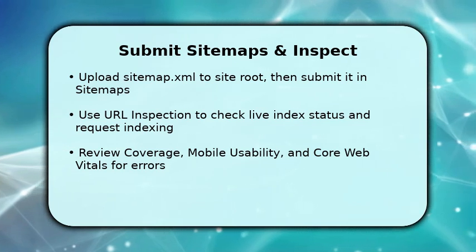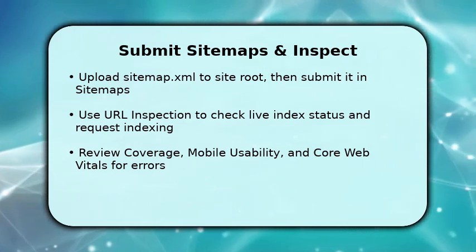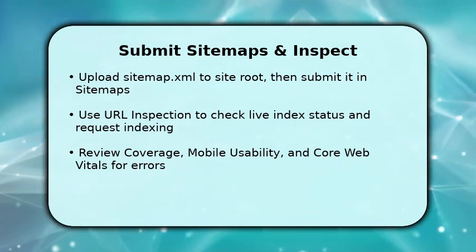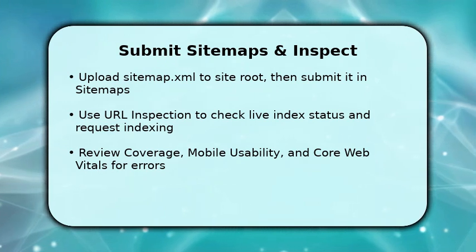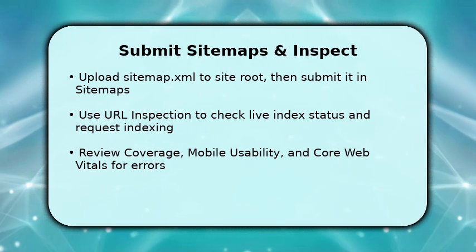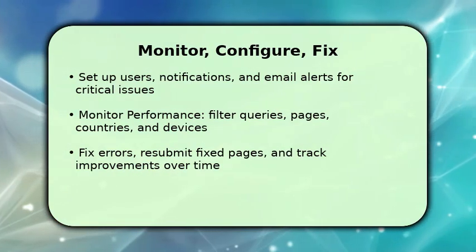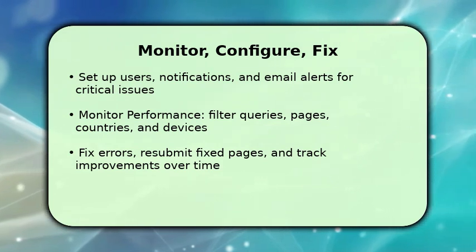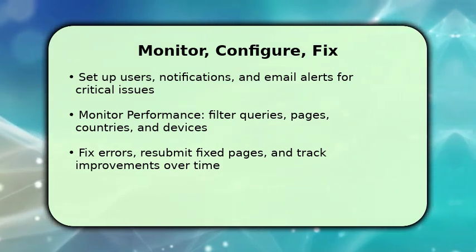Then, make sure to review coverage to fix errors and check mobile usability plus Core Web Vitals to resolve issues that hurt rankings and user experience. You finish by configuring ongoing monitoring so problems don't slip by. Add collaborators with appropriate permissions, enable email alerts, and regularly check performance for clicks, impressions, CTR, and position trends.